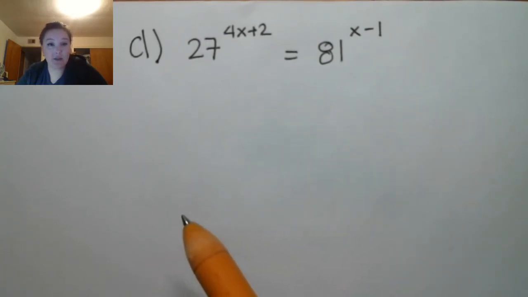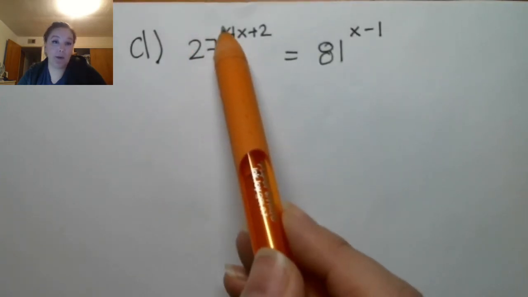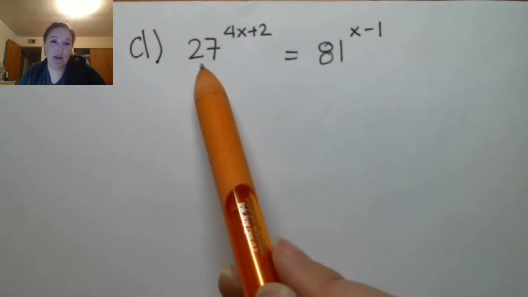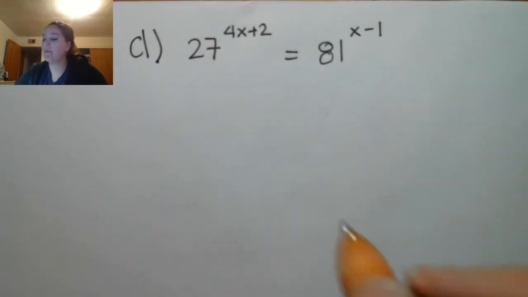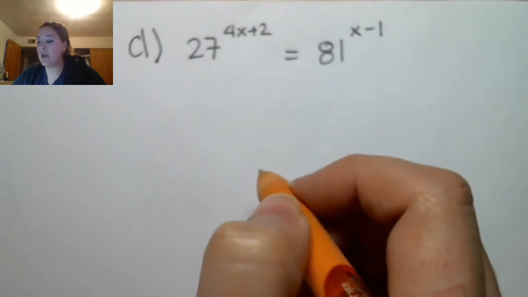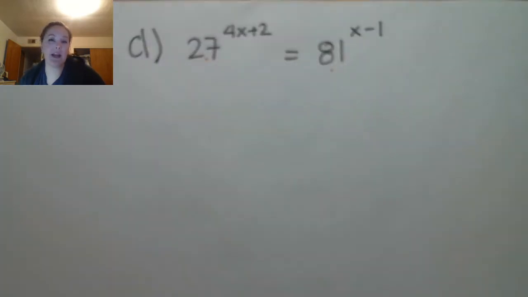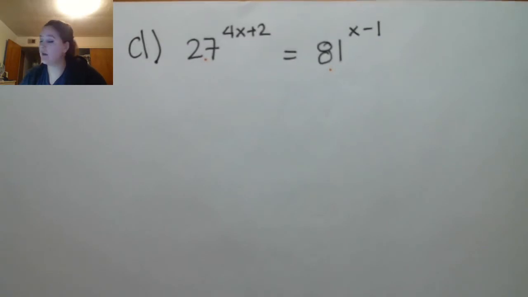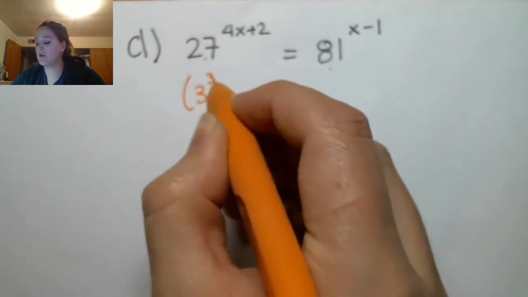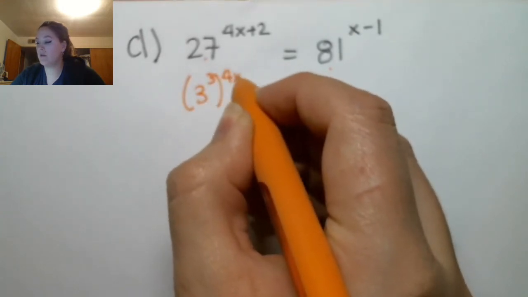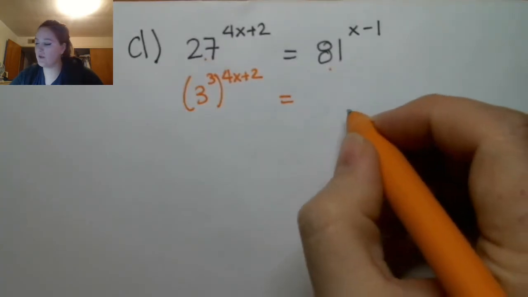I think it's easier to choose the smaller of the two, 3, just because we know how to write 27 as a power of 3. It's going to be hard to write 27 as a power of 9. So we're going to go ahead and pick 3 because both 27 and 81 are powers of 3. So I'm going to write 27 as 3 cubed, and I'm going to write 81 as 3 to the 4th.